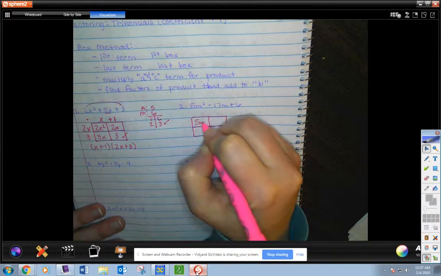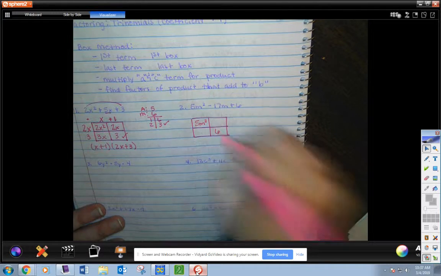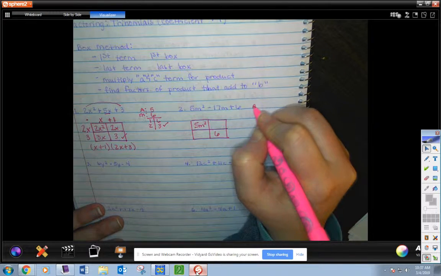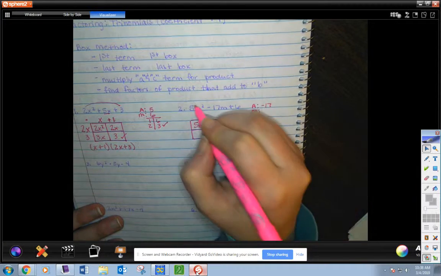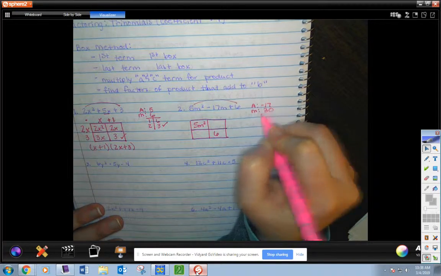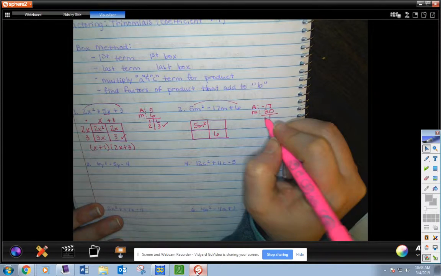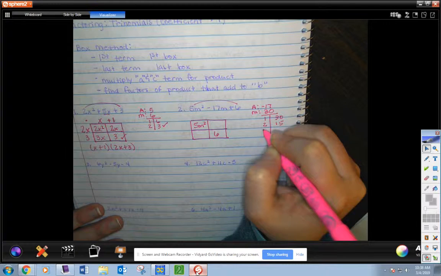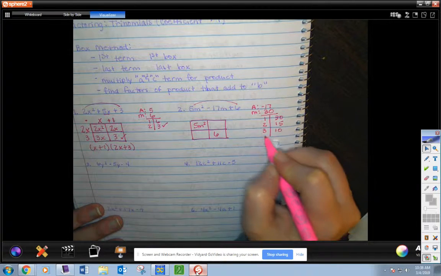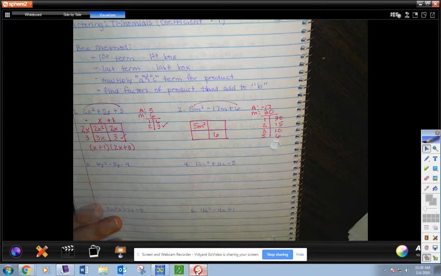First term in the first spot. Last term in the last spot. I'm going to put my add term as negative 17, and my multiply term will be 30. Okay, factors of 30 are 1 and 30, 2 and 15, 3 and 10, 5 and 6.